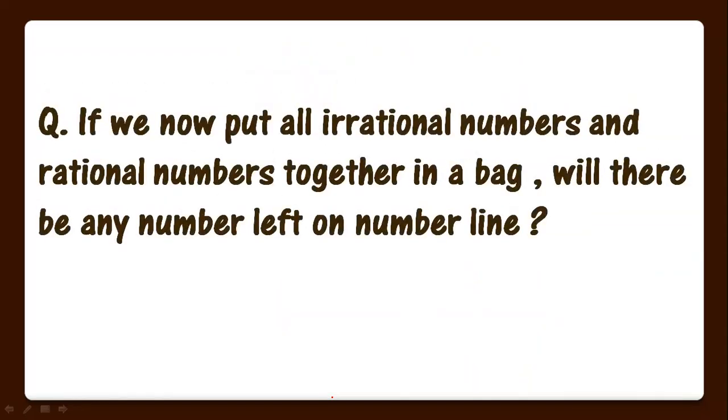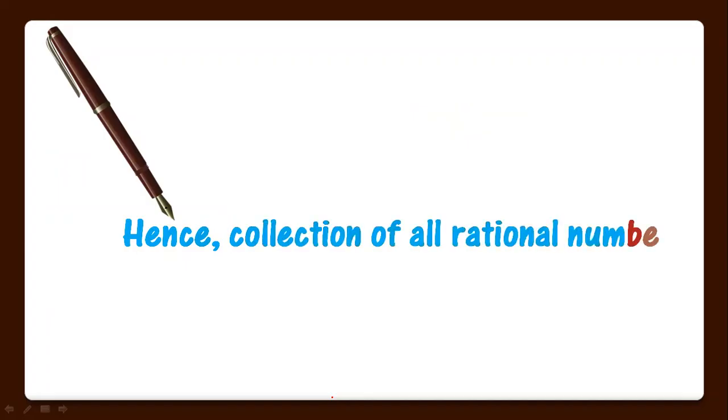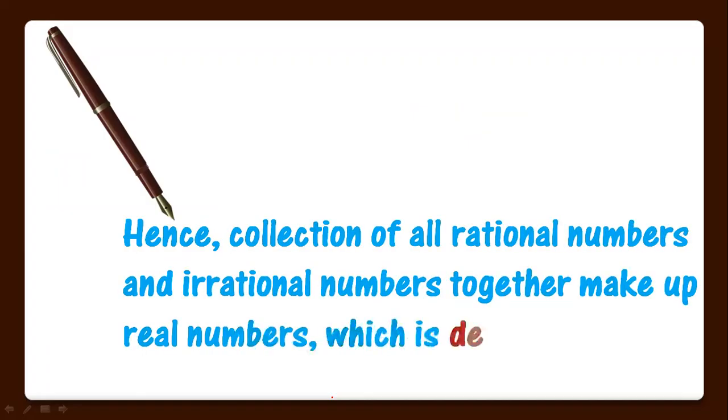Now comes the question: if we put all irrational numbers and rational numbers together in a bag, will there be any number left on the number line? अगर हम सारे रेशनल और इरेशनल नंबर एक बैग में कर दें जैसे हमने प्रीवियस किया था अभी, तो नंबर लाइन पे कोई भी नंबर बचेगा? The answer is no, because सारा जो कलेक्शन था real numbers itself is another name of number line, so the answer is no. Hence, the collection of all rational numbers and irrational numbers together make up real numbers, which is denoted by R.